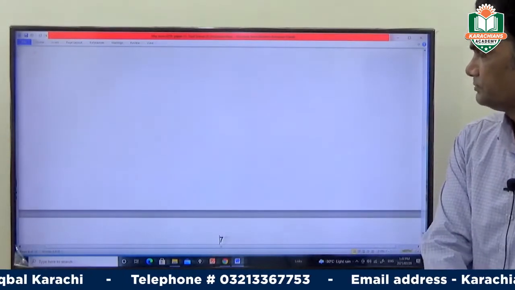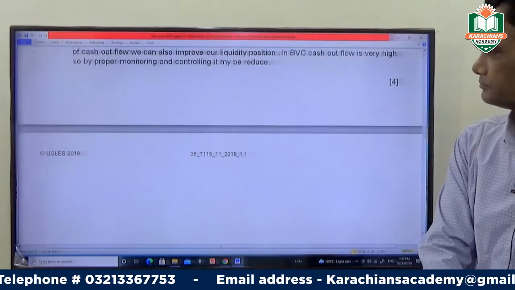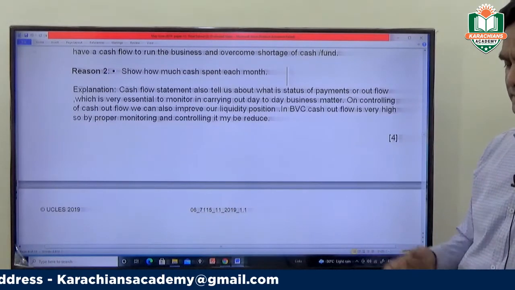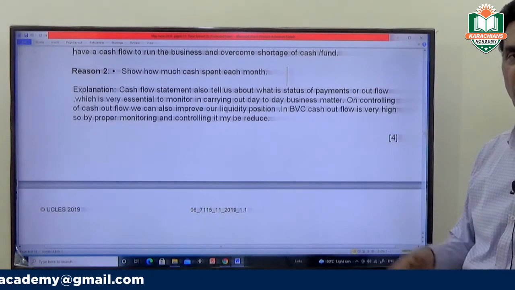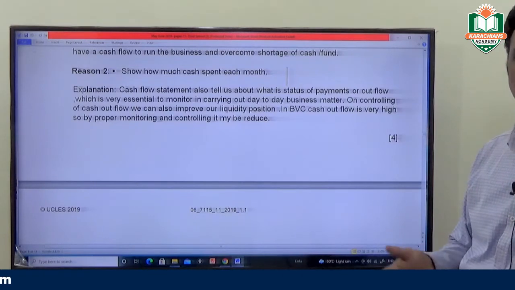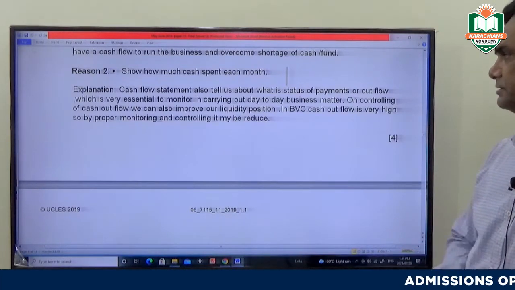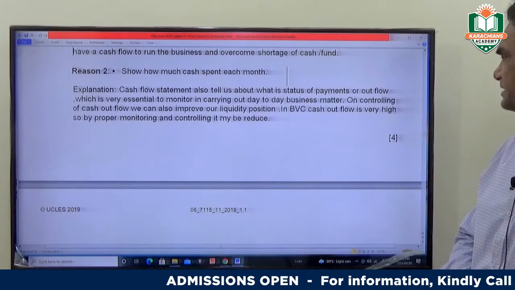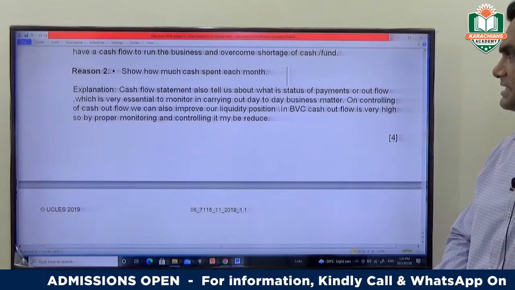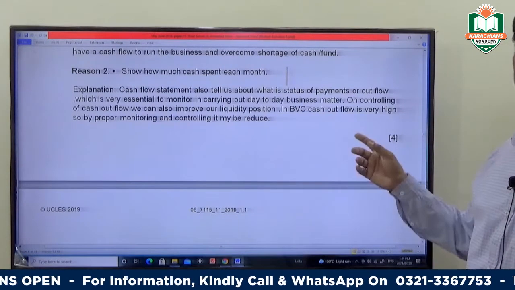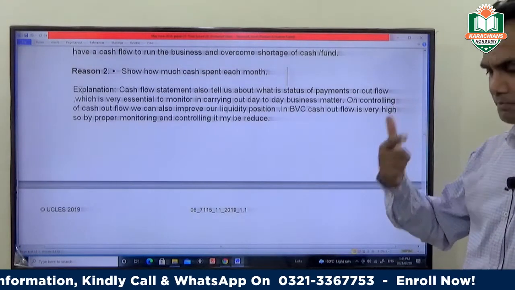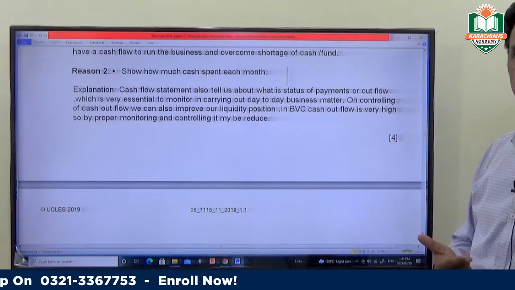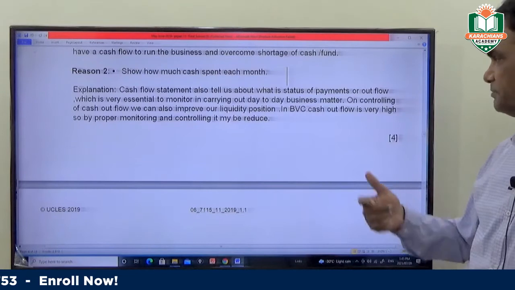Second reason: show how much cash is spent each month. By the usage of cash flow, we can easily identify how much cash is received or how much cash is spent during the period or during the month. Explanation: cash flow statement tells us about the status of payment or outflow, which is very essential to monitor in carrying out day-to-day business matters. If we have a proper and quick knowledge about where our cash is going, or where our cash is coming from, we can easily manage our day-to-day business operation.